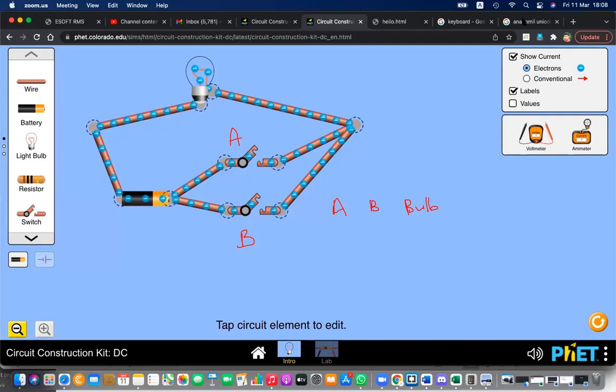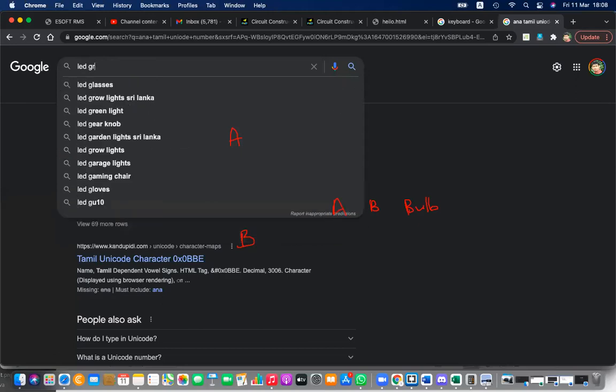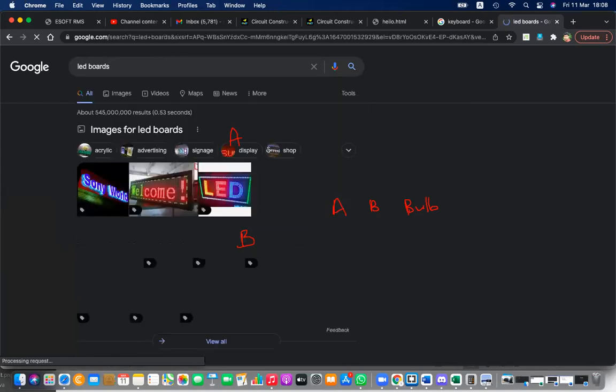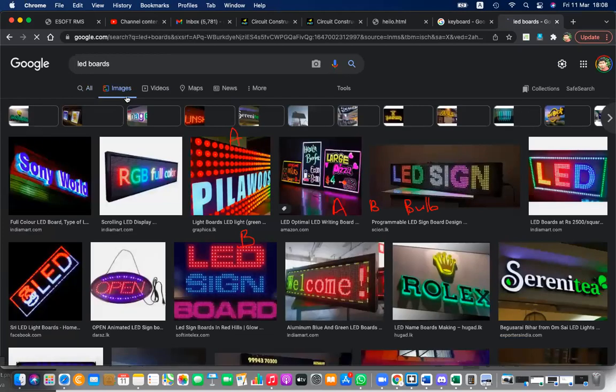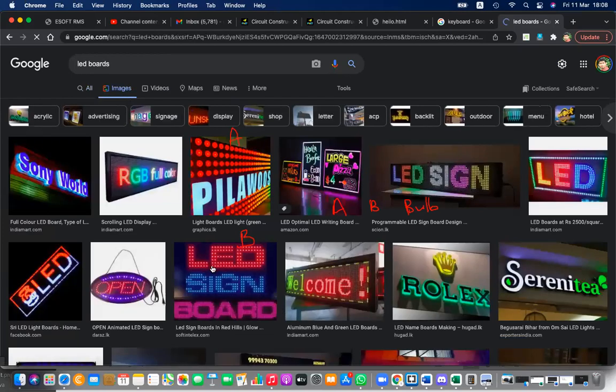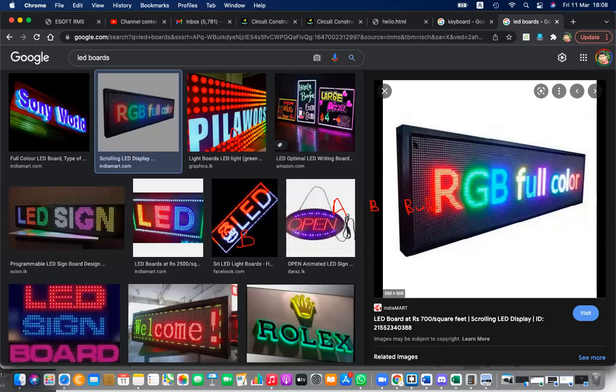So very simple thing, have you seen LED boards? Yes, sir. LED boards are created using these LEDs, right? You can see the tiny LEDs together creating the LED board. It's all about small LEDs. Similar to that, the monitor is created using these kind of bulbs, but these bulbs are very micro level, tiny things, right?